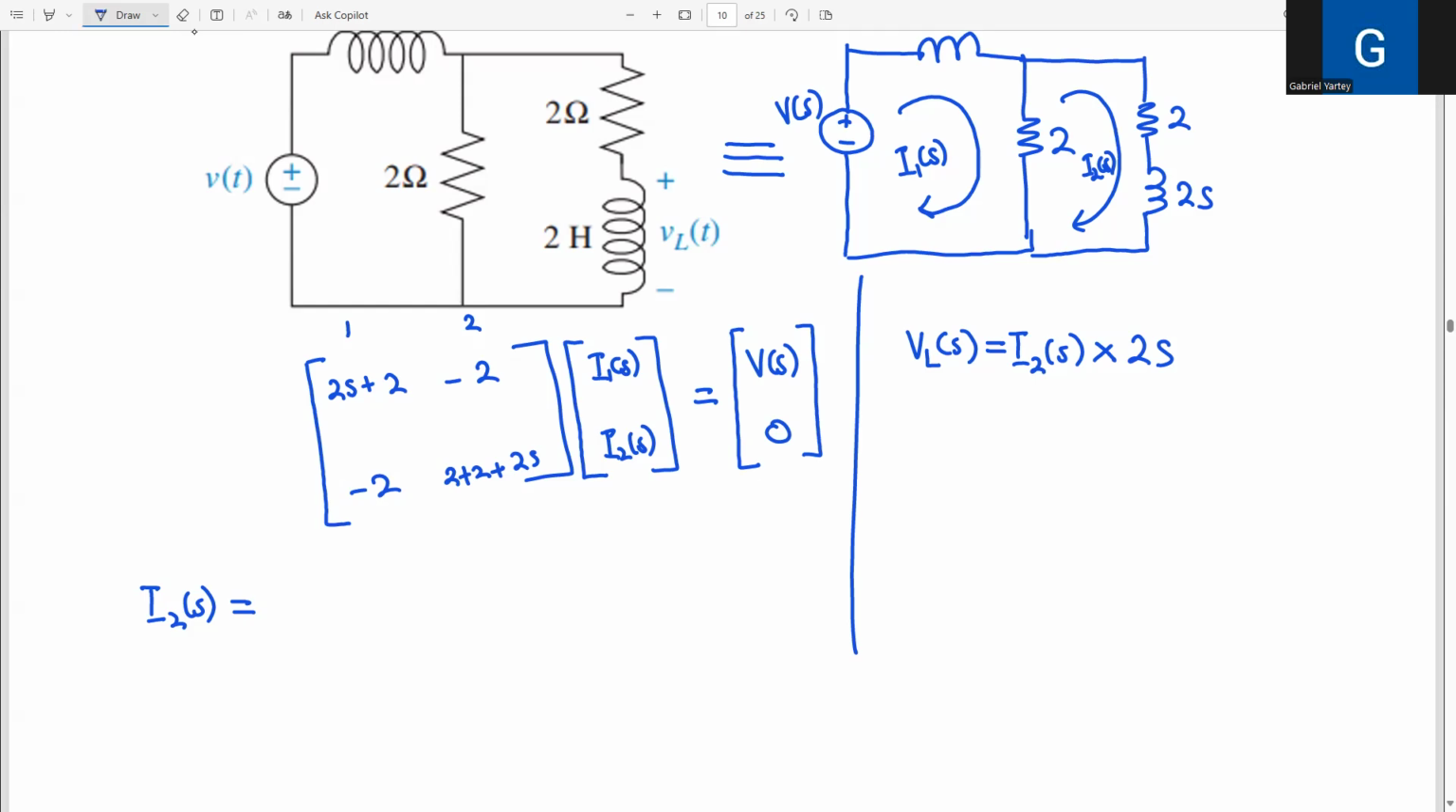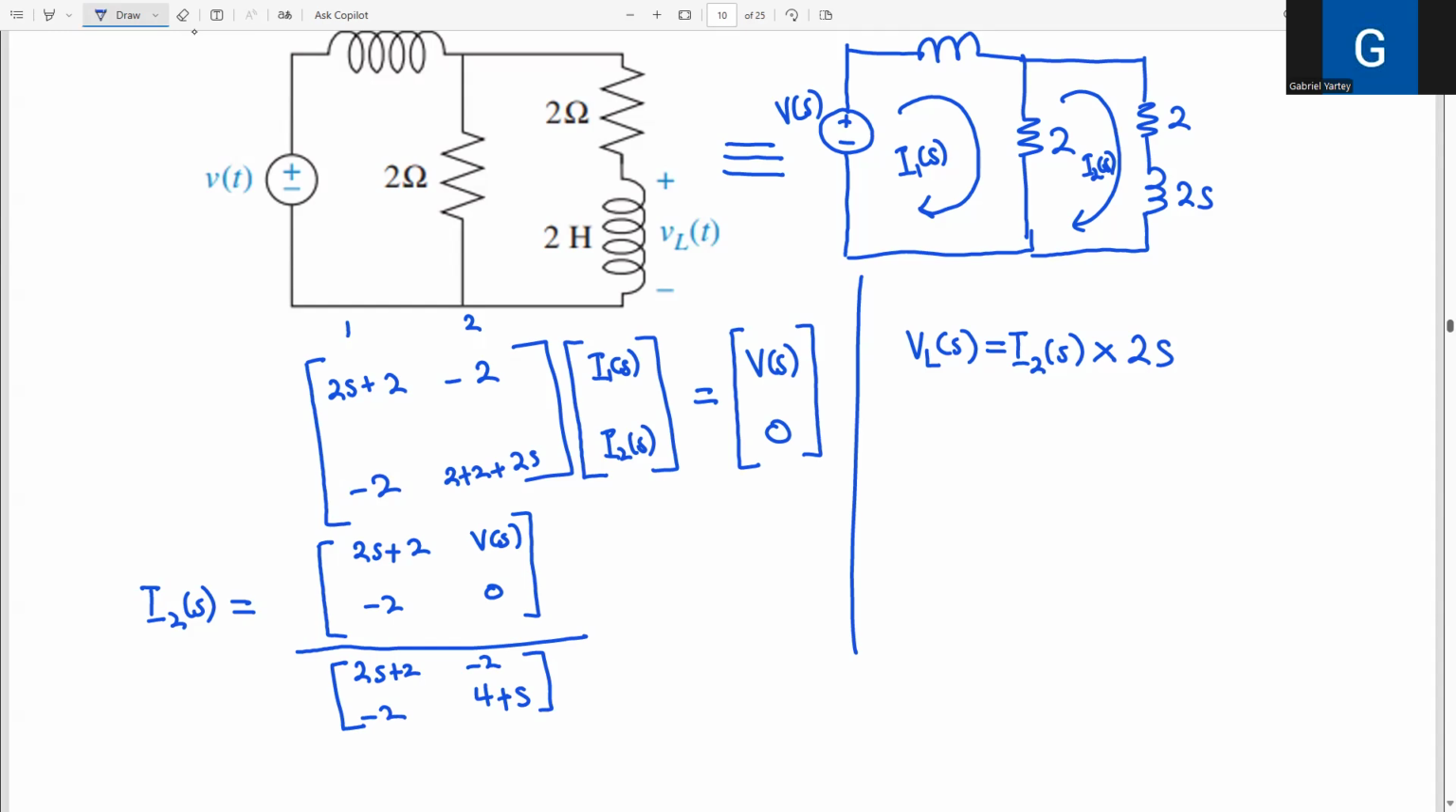Okay, let me show you what I'm trying to say. Since I'm trying to find I2, I have to go to the second column. I write this already there, right? Then I replace it with this one. I get V of S and then 0. And then I divide it by the normal matrix here, which is 2S plus 2, minus 2, minus 2, 4 plus S. That's how the whole thing is.